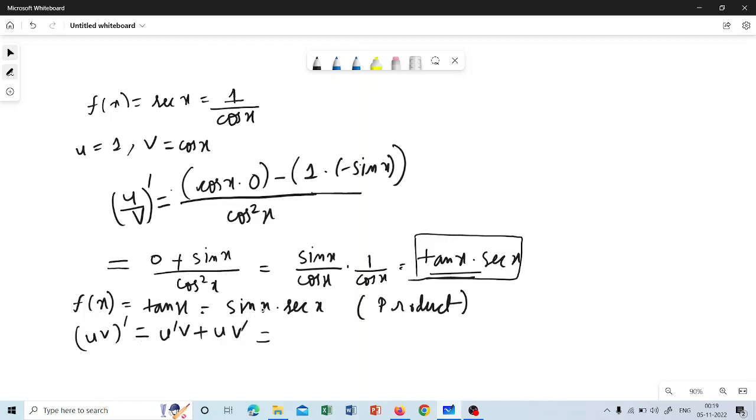So now let me take the derivative of sin x. The derivative of sin x is cos x, and v is secant of x, which I write as it is, plus u into v dash. Now I take the differentiation of sec x, which is nothing but tan x into secant of x.